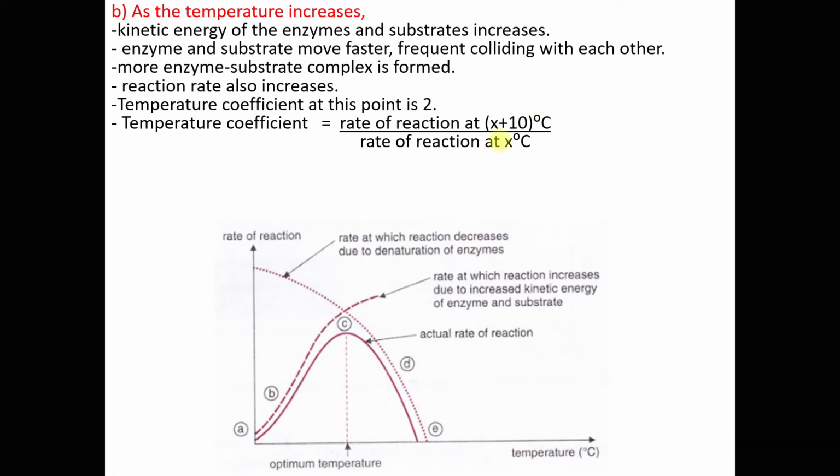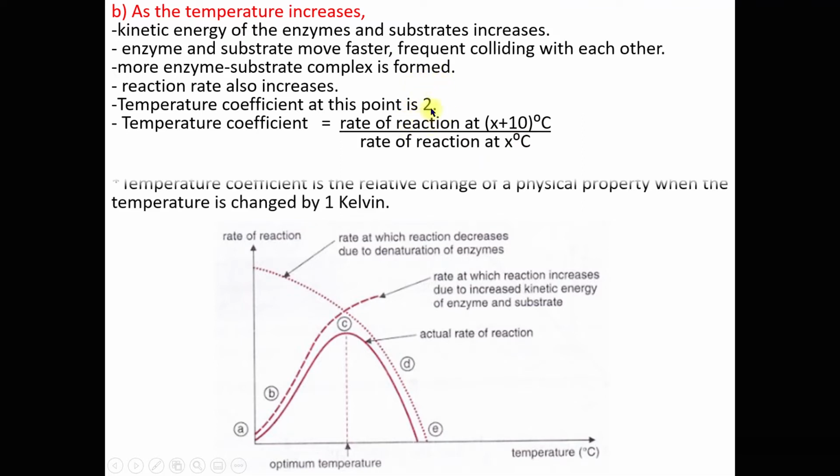And when it comes to temperature coefficient, dia tidak ada SI unit sebab kamu sudah cancel off degree Celsius ni. You already cancel off the degree Celsius, so it's just either a single or double digit here. A better definition of temperature coefficient is the relative change of a physical property when the temperature is changed by 1 Kelvin.